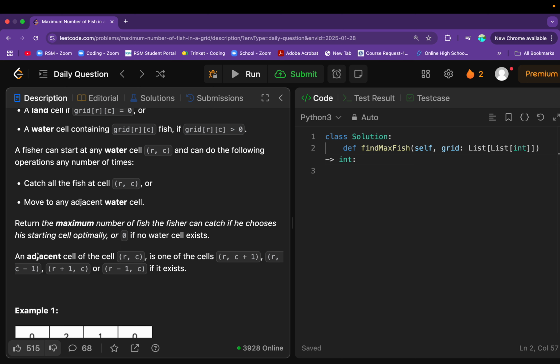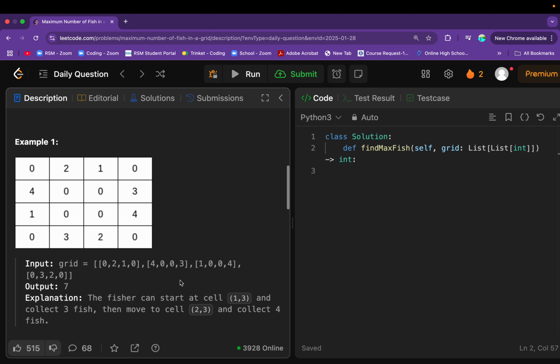And to reiterate, an adjacent cell is defined to be the four directionally adjacent cells, either up, down, left, or right: (r, c+1), (r, c-1), (r+1, c), or (r-1, c), if it does exist. And when they say if it does exist, they really mean if it's in bounds of the matrix, meaning we don't have any too large indices that are greater than the dimensions of the input grid, and we also don't have any negative indices that are less than 0.